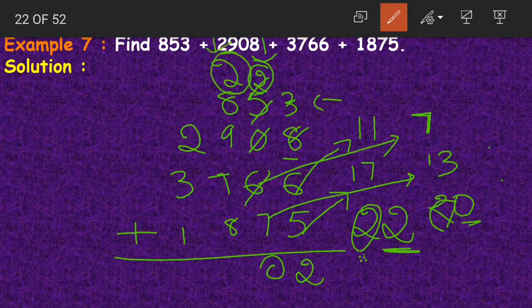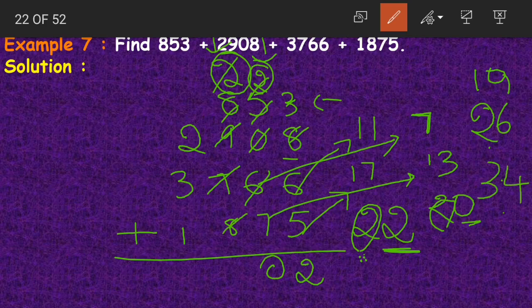Yes, coming to the hundreds place, 2 plus 8 becomes 10. Now 10 plus 9 becomes 19. Now 19 plus 7 becomes 26. Now 26 plus 8 becomes 34. So 34 is our answer here. 4 is in the ones place, I'll write it here. 3 is in the tens place, I'll carry it.